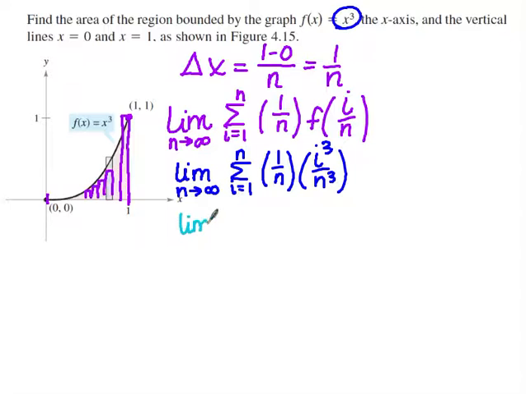So I've got the limit as n approaches infinity. What am I going to move to the left of the sigma sign? The 1 over n to the 4th power. Why 4? Because I've got 3 and 1. That makes 4. What's going to be inside? i cubed. There we go. Good.